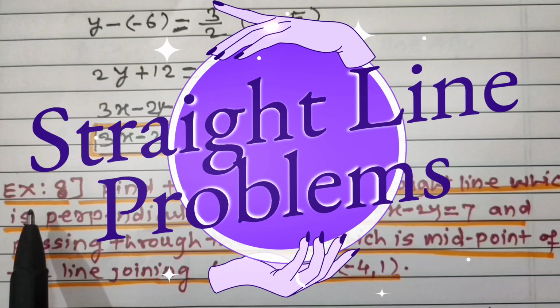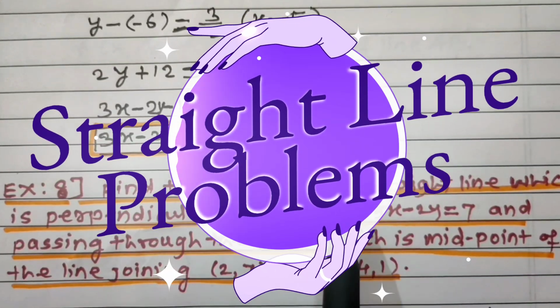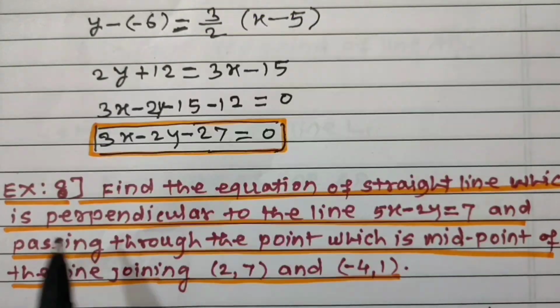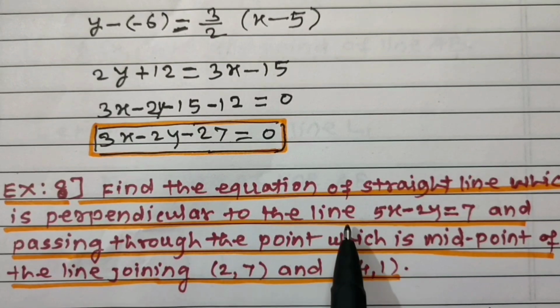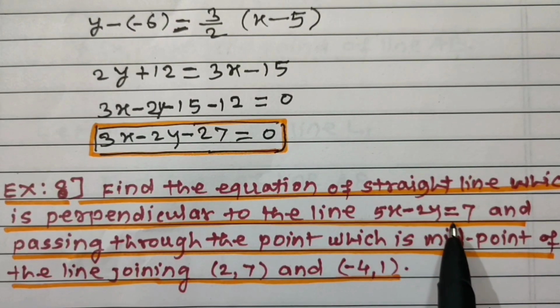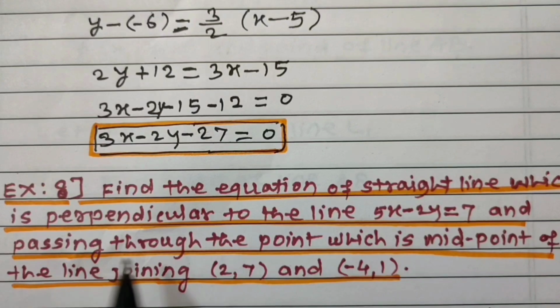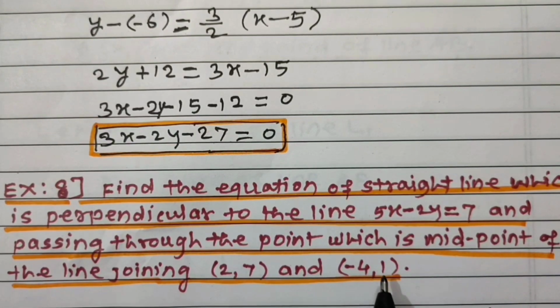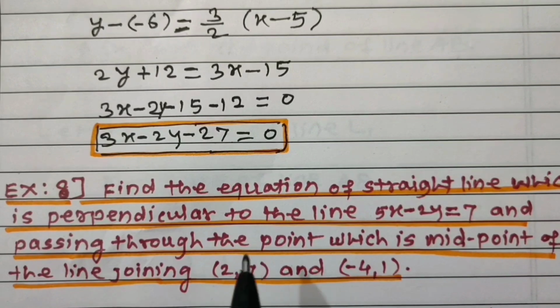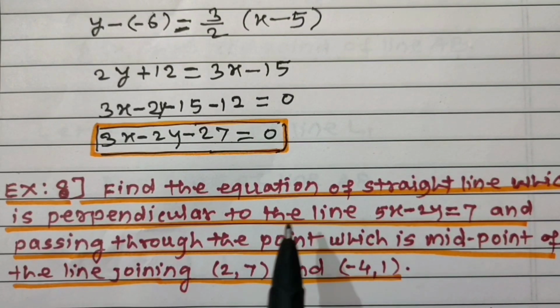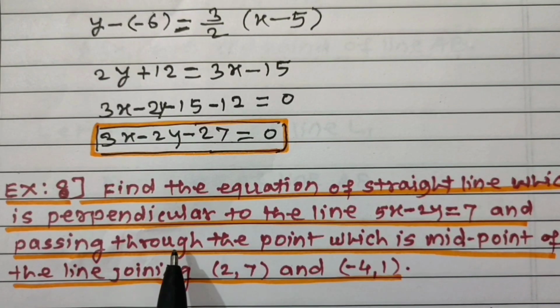Today we have to solve example number 8. Find the equation of straight line which is perpendicular to the line 5x minus 2y is equal to 7 and passing through the point which is midpoint of the line joining these 2 points 2, 7 and minus 4, 1. Here we have to find out equation of straight line. That required straight line is perpendicular to this line and passing through midpoint of these 2 points.